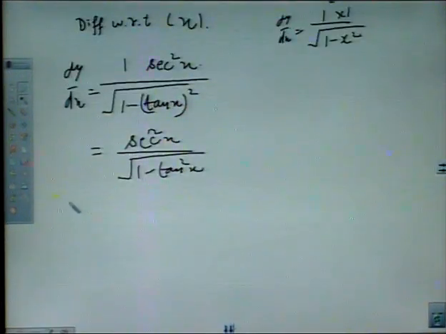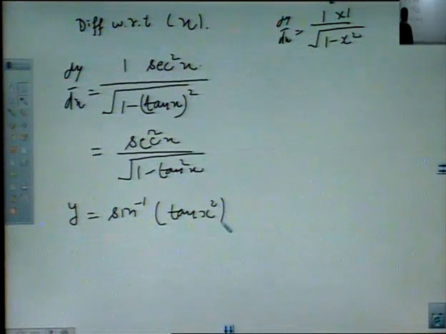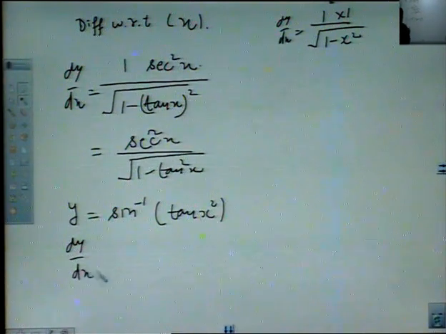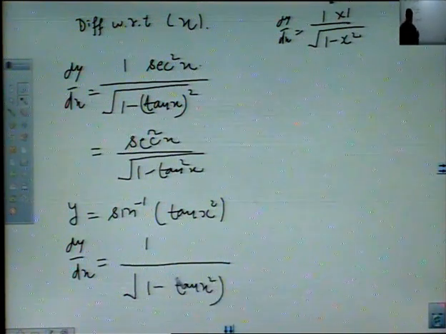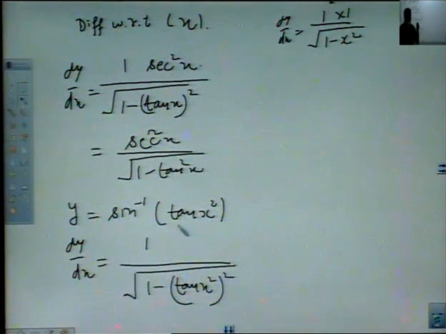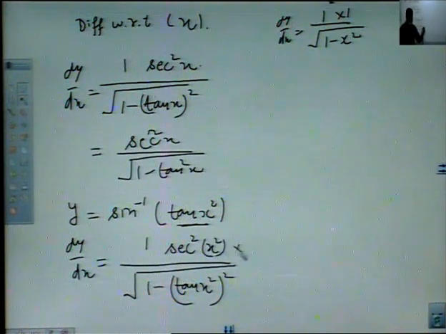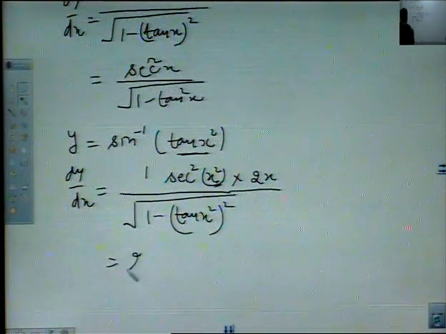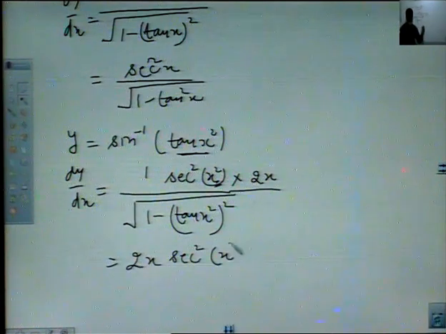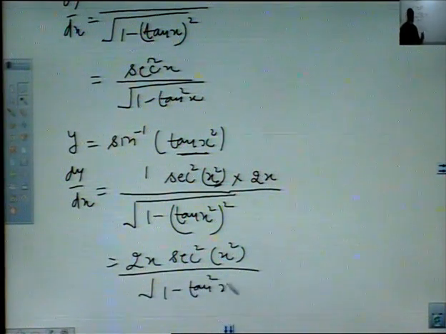Now if the question is this, y equal to sine inverse of tangent x square, then what will be its derivative? Derivative of sine inverse is 1 upon under root 1 minus tangent square x square, and its derivative, what will be its derivative? Tangent derivative is secant square. This is our angle x square, and derivative of x square is 2x. So we get 2x secant square x square upon under root 1 minus tangent square x square.